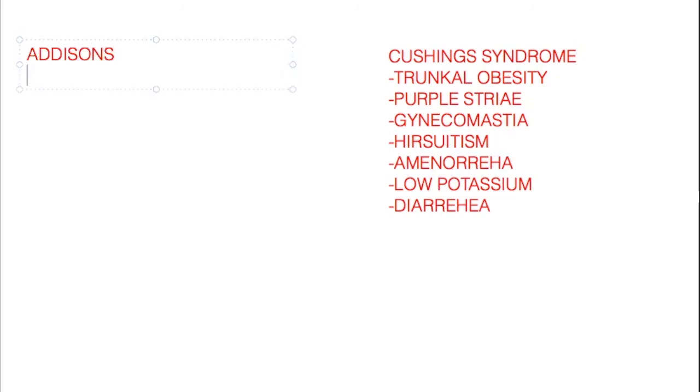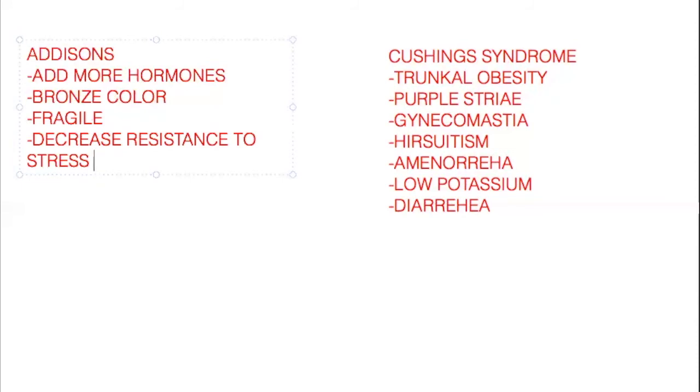Addison's disease. Addison's disease, they are in need of more hormones. So you need to add more hormones. These people have a bronze color about themselves. They're going to be fragile. They're going to have a decreased resistance to stress. They're going to have a low sodium, low blood sugar, low blood pressure, high potassium. And we need to apply replacement therapy for these people. Corticosteroid replacement therapy.